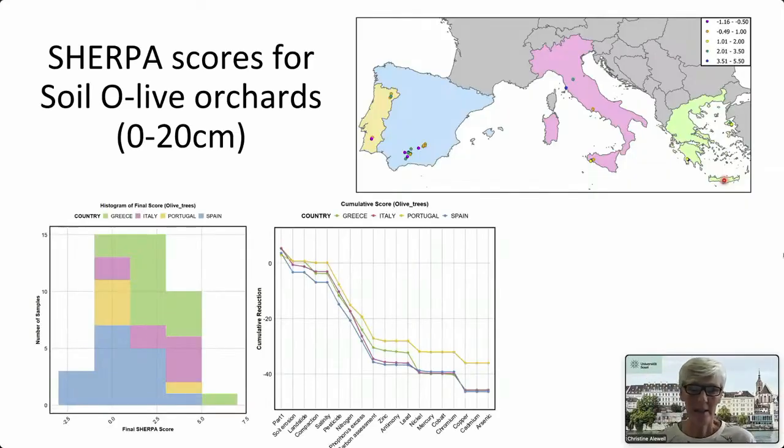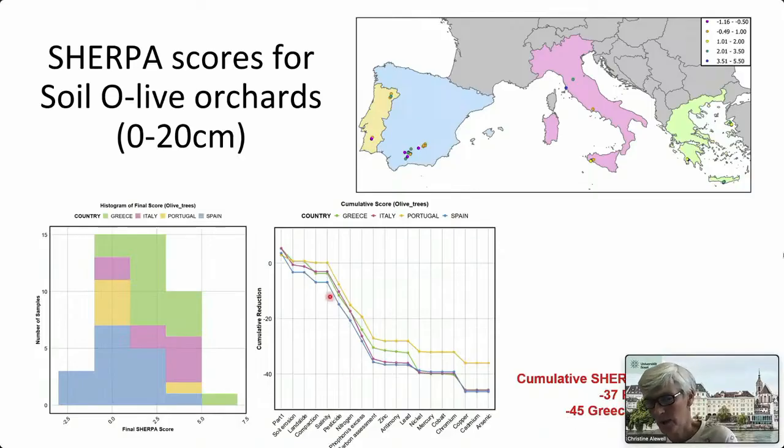If we look at the distribution of the final score, so part 1, part 2 added, it looks a little bit similar to the croplands overall, with even some more positive than the croplands. However, if we look at the cumulative score for the degradation processes, we see that we actually reach much more negative numbers than the croplands. Here it's averaged over the different countries. We have a -37 in Portugal and a -45 in Greece, Italy, and Spain.